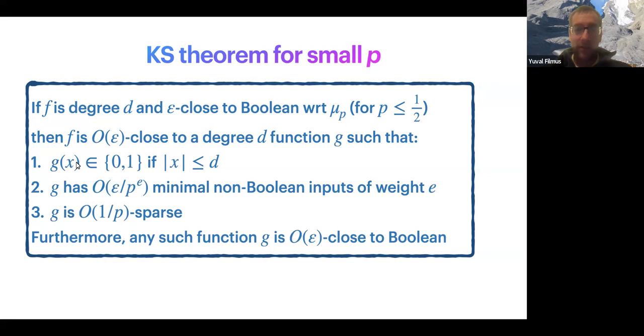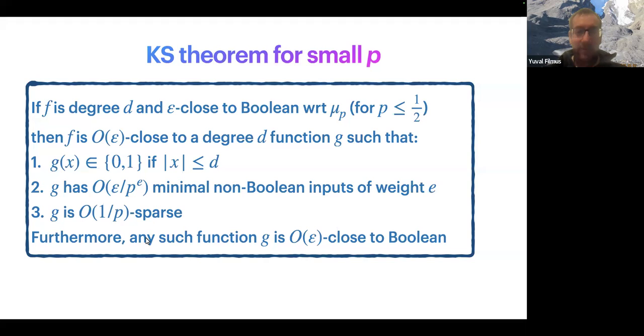Okay, so first, this you can understand on your own. g is Boolean on inputs which have small Hamming weight. Okay, and we'll see what this implies in a moment. Second thing is that g has few minimal non-Boolean inputs of every weight. Okay, we don't yet know what this means, but we'll see in a moment. And three, g is sparse. Okay, we also don't know what it means, and actually in the paper we use a different term, but this is a term which is more fitting and used by experts in related areas in combinatorics.